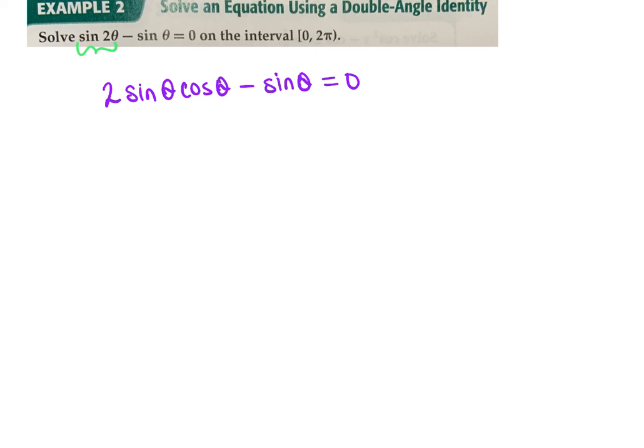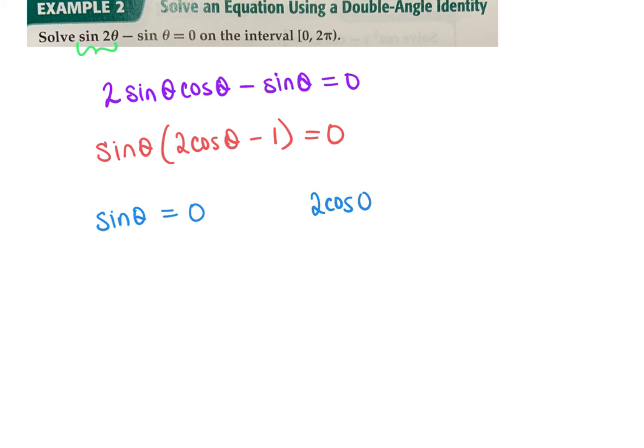Now, all of a sudden, I have something that I might possibly be able to do something with, okay? What could I possibly do to solve this? Take a sine out. Yeah, factor. We're going to factor out a sine. So I'm going to take sine out here, and I'm going to be left with 2 cosine of theta minus 1. And now I can just set each group equal to 0 and do what I've done this whole time. All right, I can say, okay, sine of theta, and then 2 cosine of theta minus 1, and then solve them.